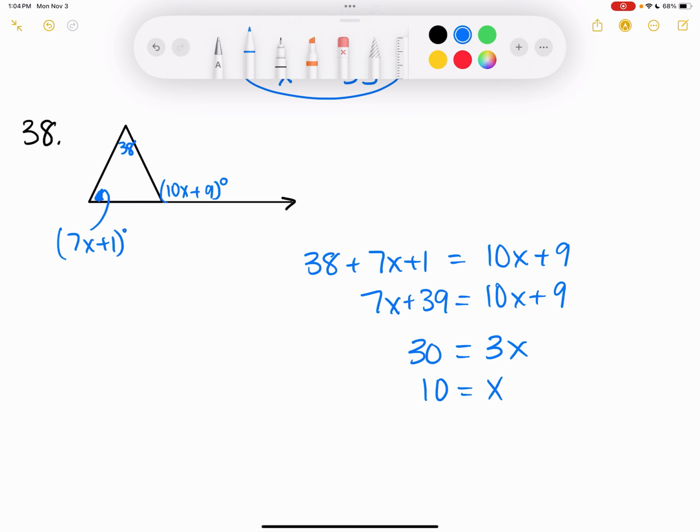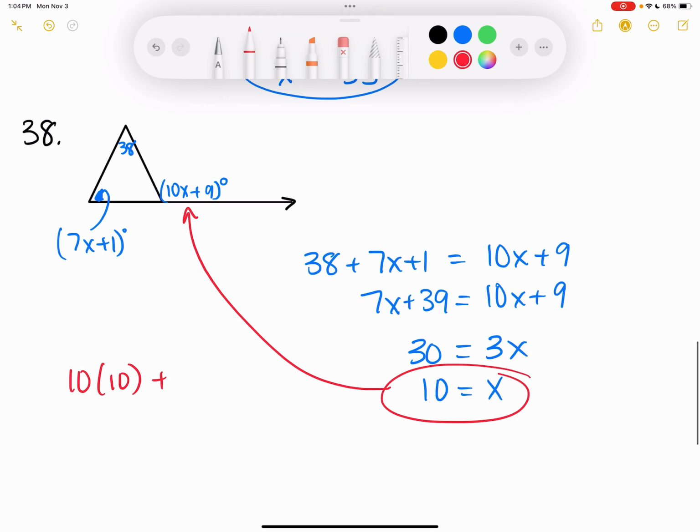Now, again, that's not what they asked me for. They asked me to find the measure of the exterior angle. So I need to take this number and plug it in to x on my exterior angle. So I have 10 times 10 plus 9. What does that equal? 109 degrees. So the exterior angle is 109 degrees. So really make sure you watch: are you solving for x or are you solving for the angles?